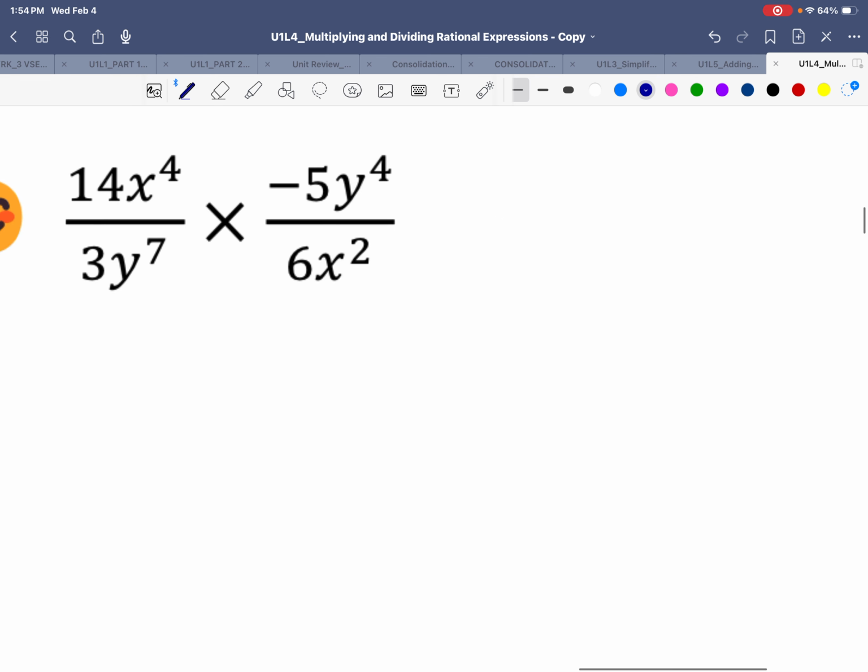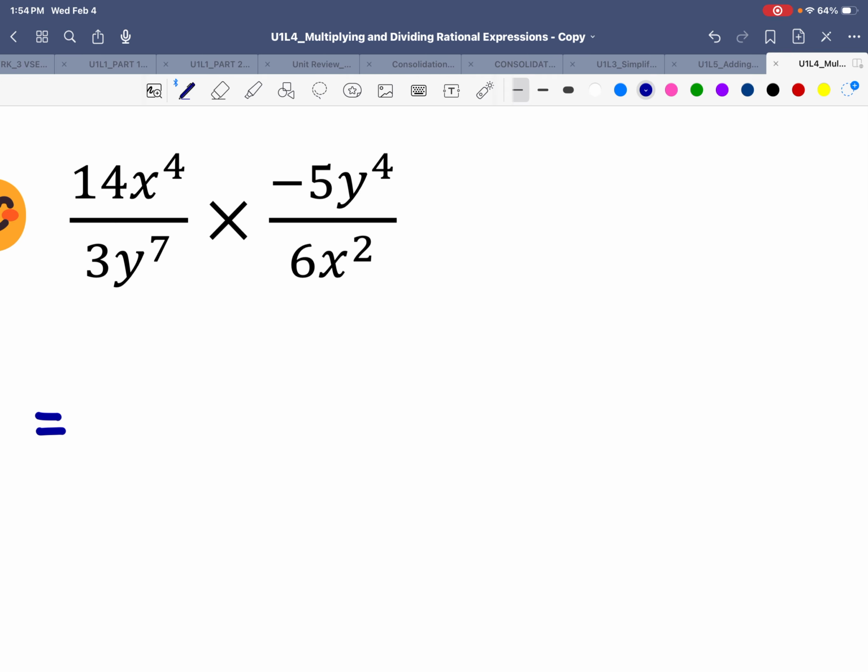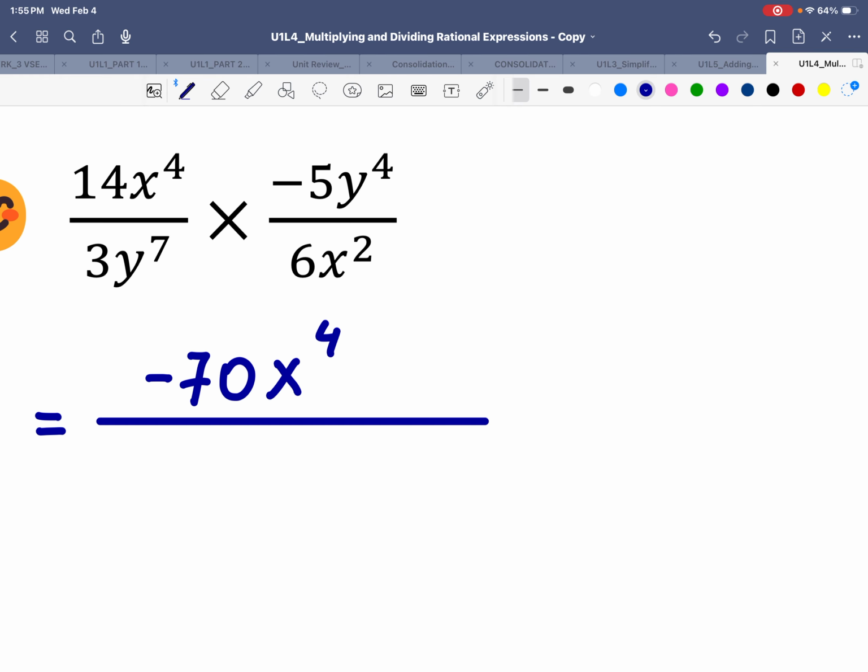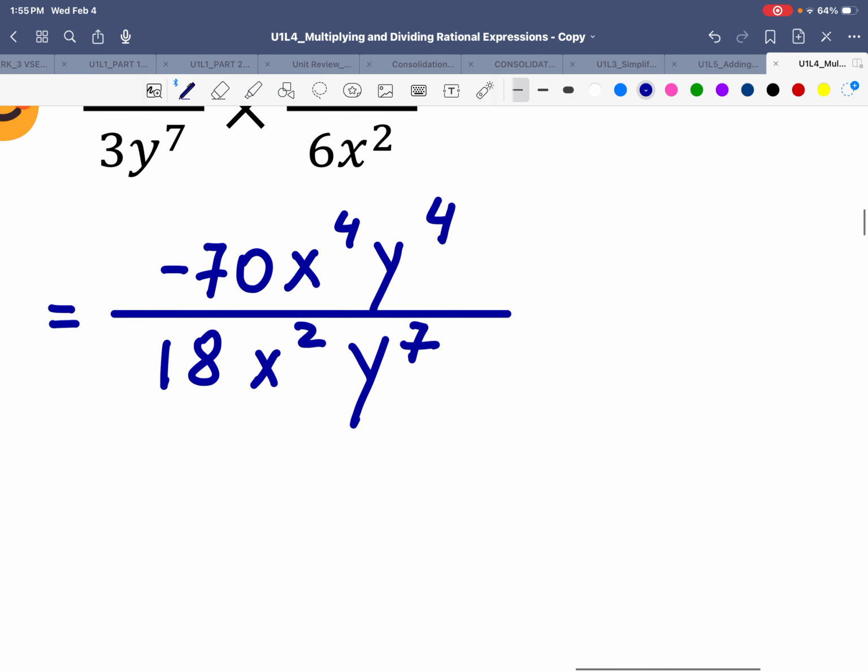And I'm going to try to do this a little bit faster. So multiply 14 by negative 5. That will make a negative 70. x to the 4, y to the 4. Denominator 3 times 6, 18. x squared, y to the 7. Before simplifying, state the restrictions. x different than 0, y different than 0.